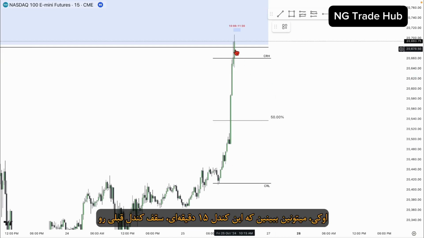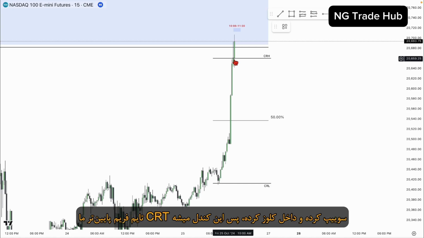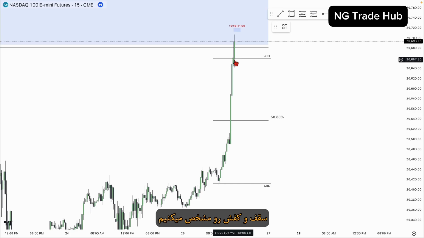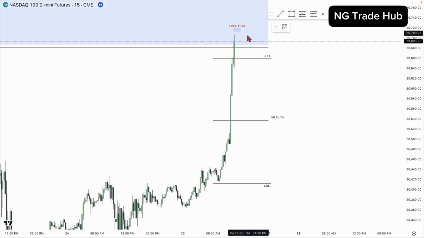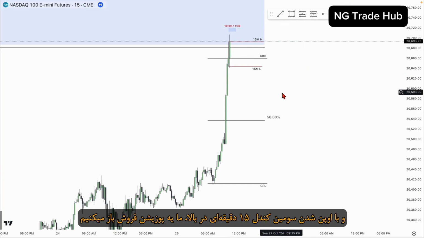Okay, you can see that this 15-minute candle has swept the previous candle's high and closed inside, so this candle will be our lower time frame CRT. We will mark its high and low, and with the opening of the 15-minute third candle above, we will open a sell position.